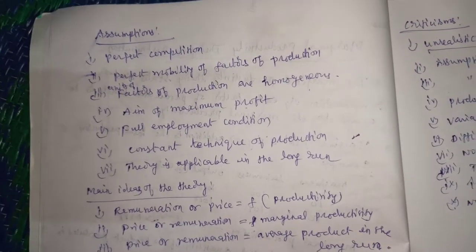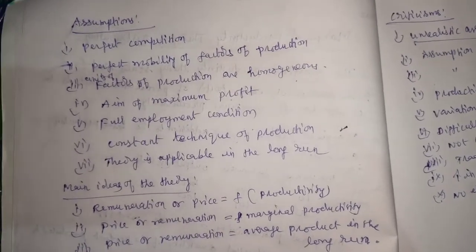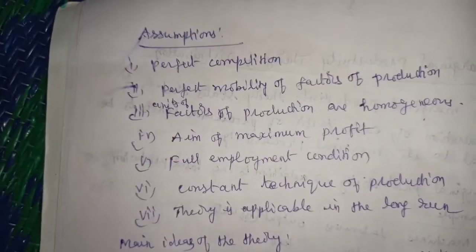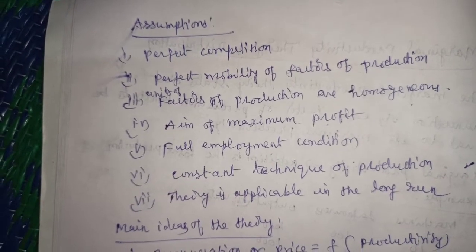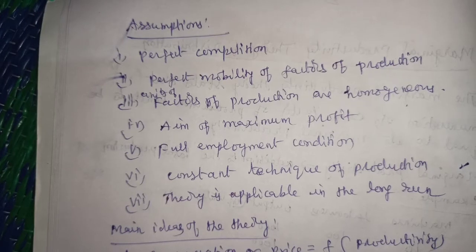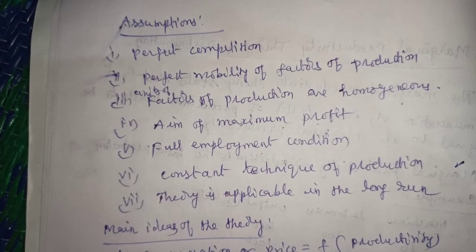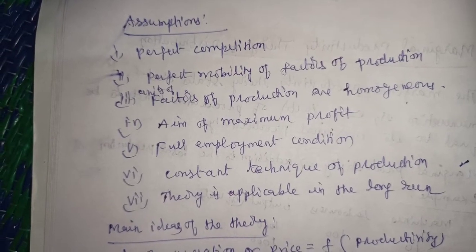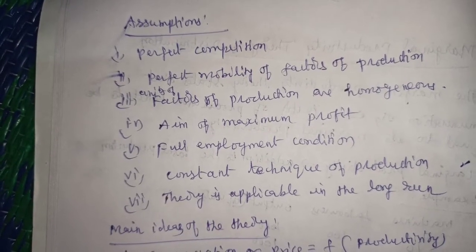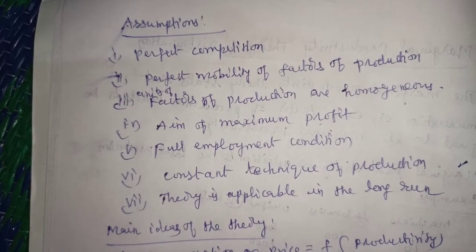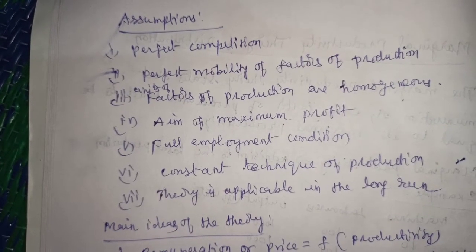Now, the assumptions of the marginal productivity theory of distribution. The first one is perfect competition. Perfect competition means there will be a large number of buyers and sellers, and any individual seller cannot influence the market. The activity of any individual seller will not affect the market, because there are many buyers as well as sellers. So the price and output decisions of any seller will not affect the market.